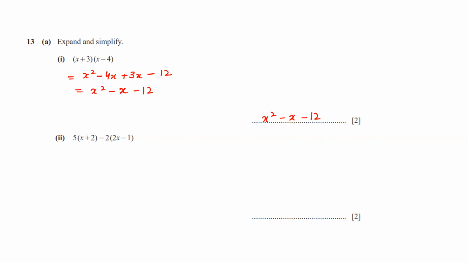Then in the next question, again, it's a simple problem. It is 5x plus 10 minus, more x minus 2. It comes out to be 5x plus 10 minus 4x plus 2. Minus sign becomes plus sign. So it comes out to be x plus 12. So the answer is x plus 12.